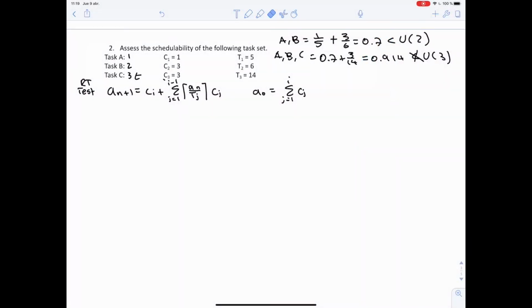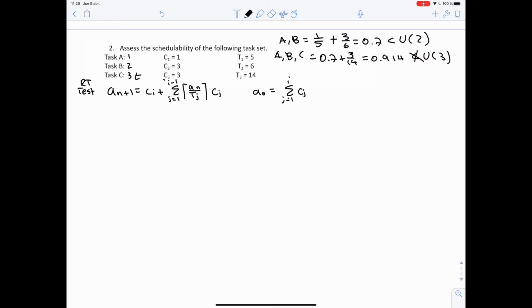So for part 2, we're asked to assess the schedulability of the following task set. And we have tasks A, B, and C. I've labeled task A to be 1, task B to be 2, and task C to be 3, just to help us with what comes later. So we first have to assess the schedulability of tasks A and B, since they're the higher priority ones, as they have the lower periods.